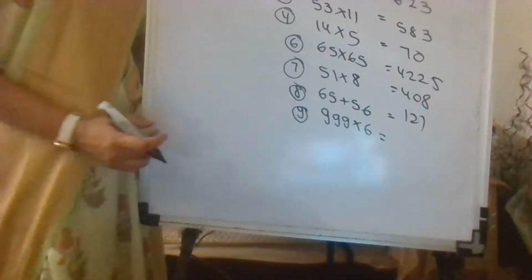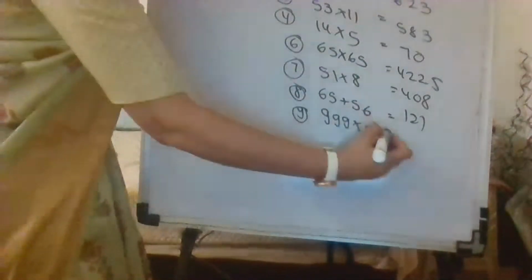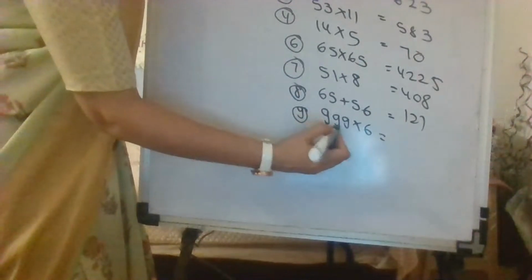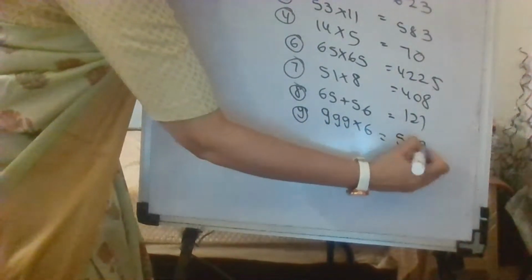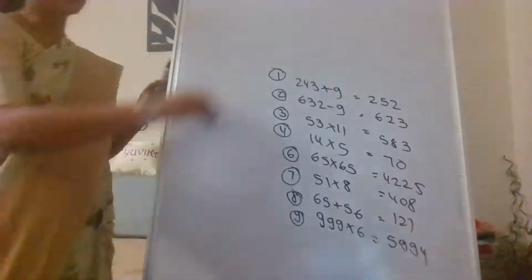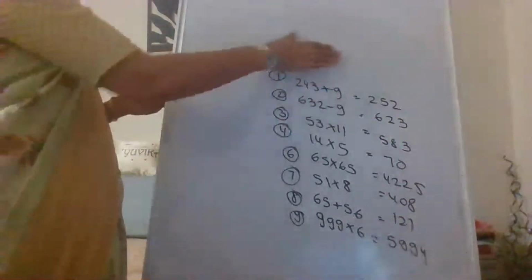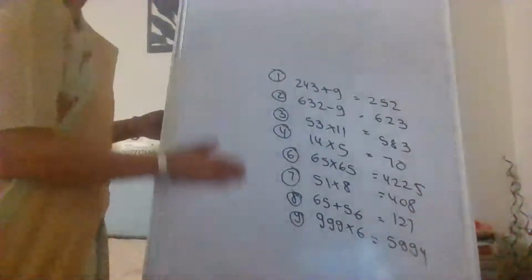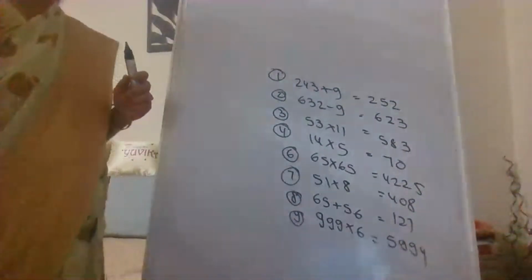And the last number is 999 into 6. How to solve this question? You know 9 times 6 is 54 and you have to write down double 9 in between. So 5994. You got the answer. Just check whether you did it correctly or not. These tricks are really very easy and very helpful for you to learn.